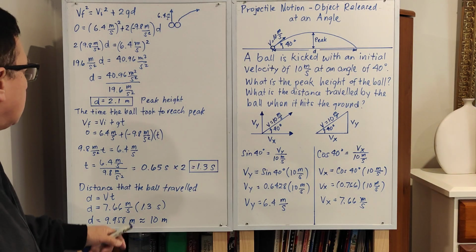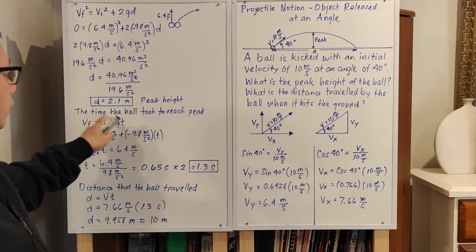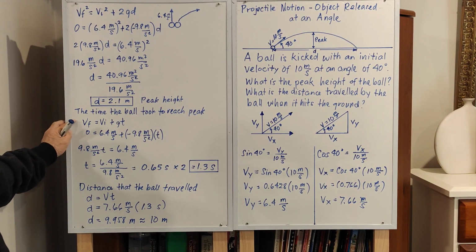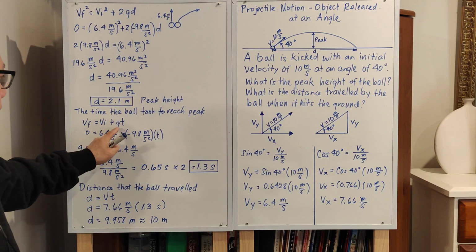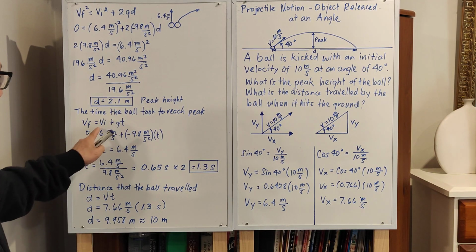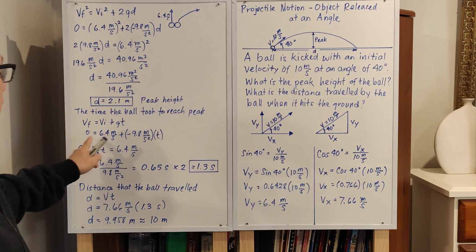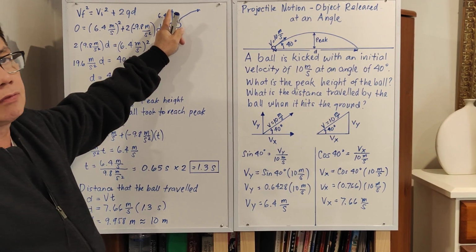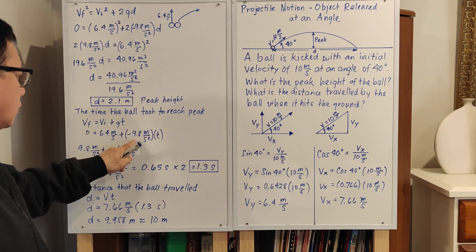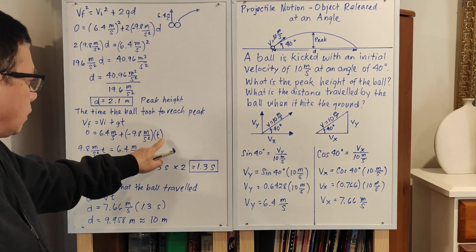Now we can also use the vertical component of the velocity to compute the time for the ball to reach the peak. We can use this formula: final velocity is equal to initial velocity plus gt. The initial velocity, of course, is still 6.4. It will start at 6.4, and by the time it reaches the top, the final velocity would be 0. The acceleration due to gravity is negative 9.8 meters per second squared times the time, which at this point we don't know yet.